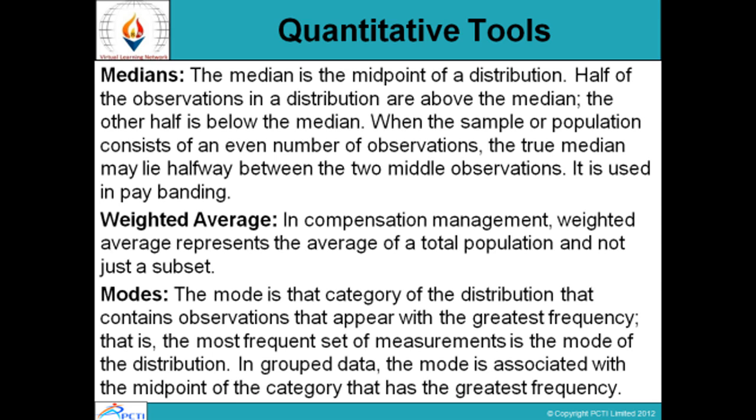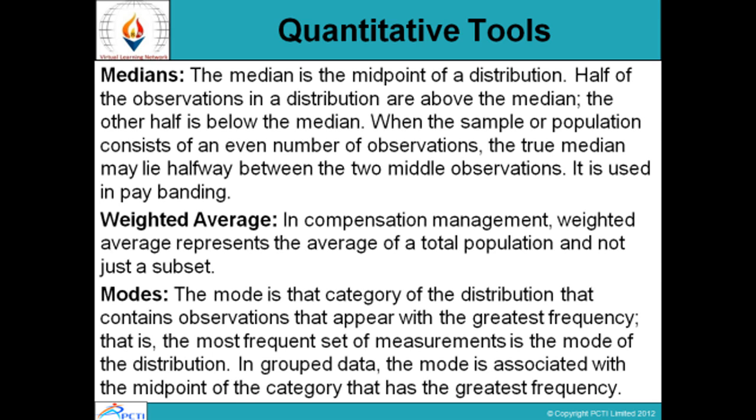Next are the medians. The median is the midpoint of a distribution. Half of the observations in a distribution are above the median. The other half is below the median. When the sample or population consists of an even number of observations, the true median may lie halfway between the two middle observations. It is used in pay banding.